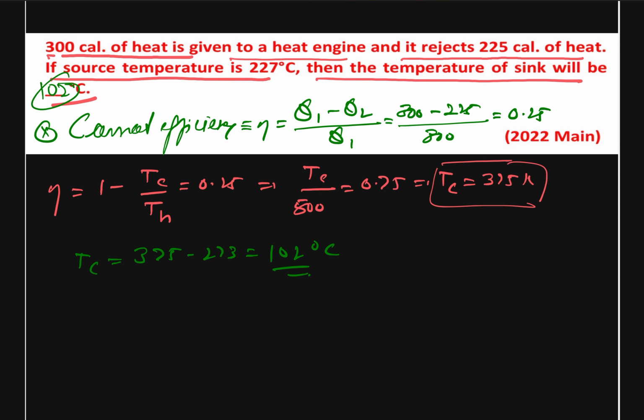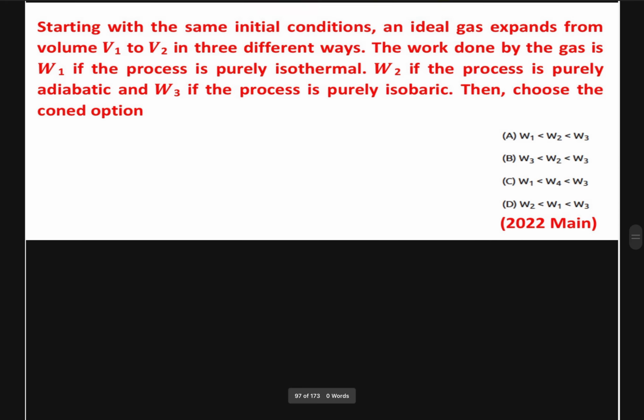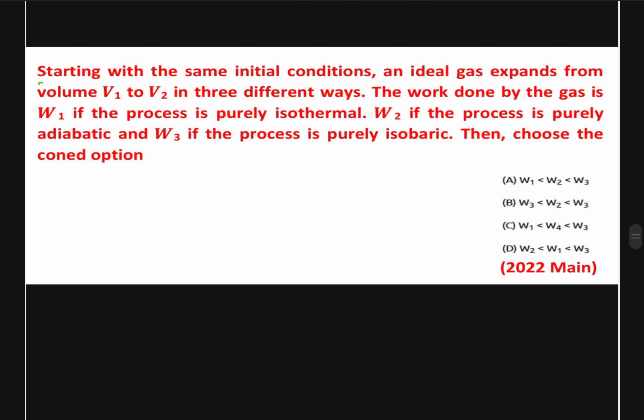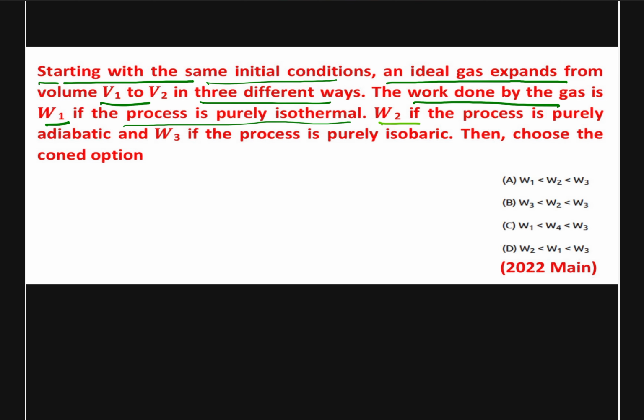Next question. It states that starting with same initial conditions, an ideal gas expands from V1 to V2 in 3 different ways. The work done by the gas is W1 if the process is purely isothermal, W2 if the process is purely adiabatic, W3 if the process is purely isobaric. Then choose the correct option.